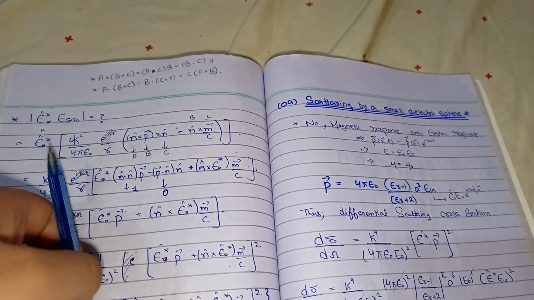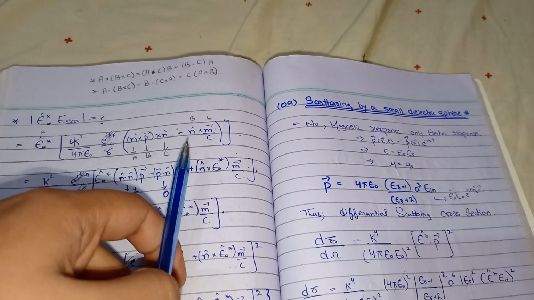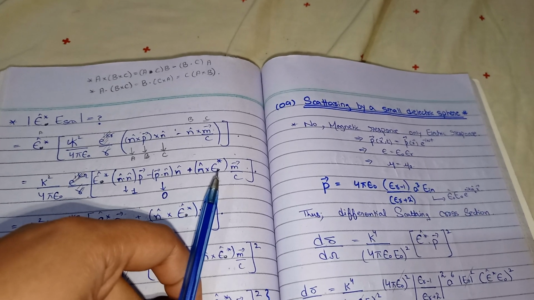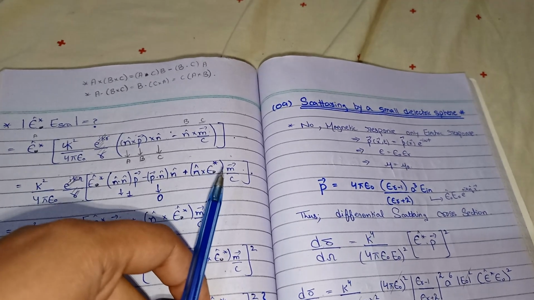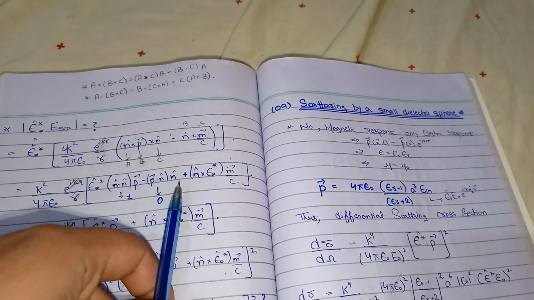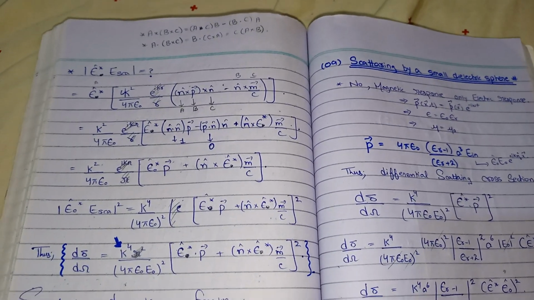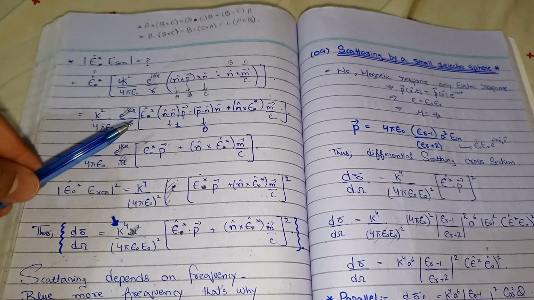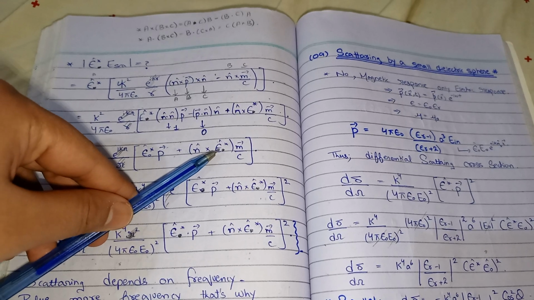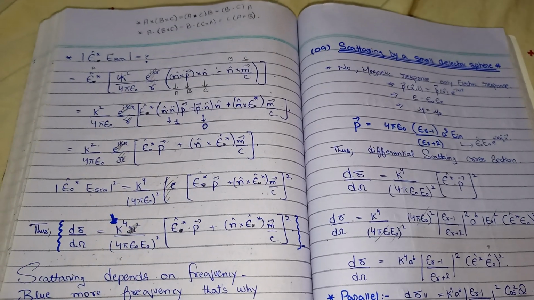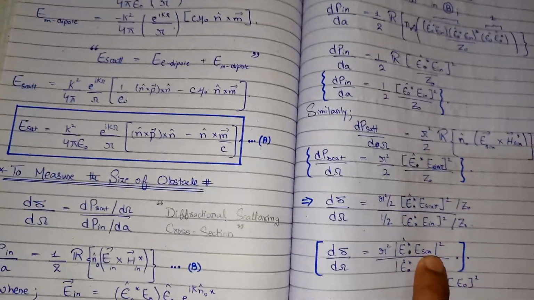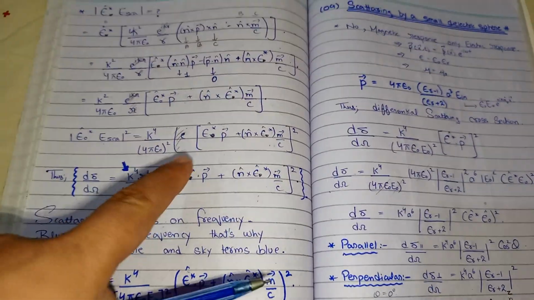A is basically E naught star cross N, but here I just replaced it by N cross E naught star. So if I replace, I have to introduce a minus sign outside, and this minus becomes plus. So this is 0, this is 1. So E naught star dot P plus N cap cross E naught star dot M by C. Now there is a square upside, so you have to take the square of the expression.